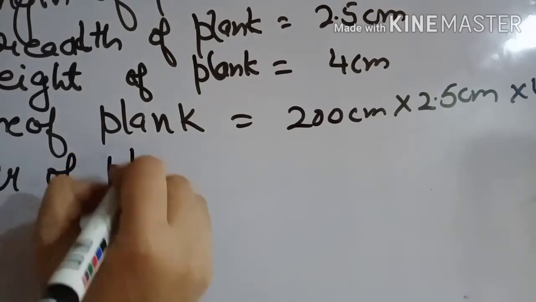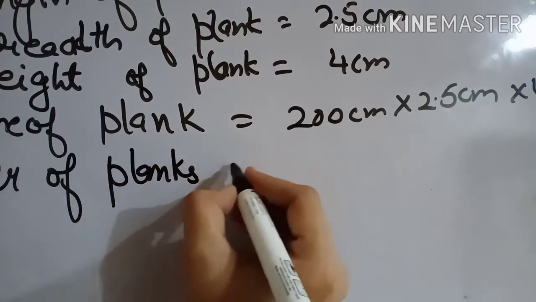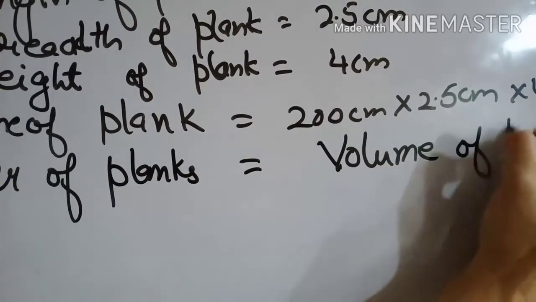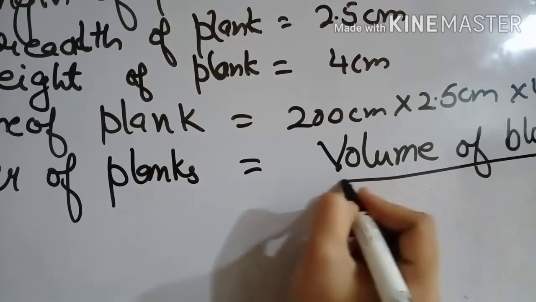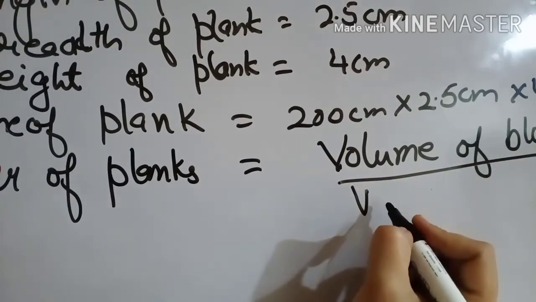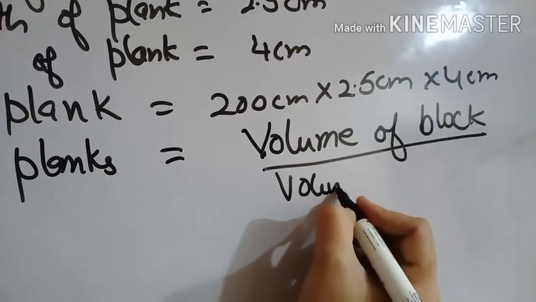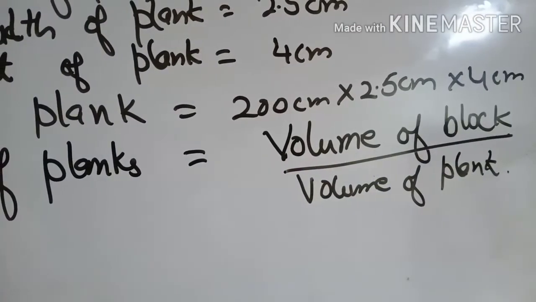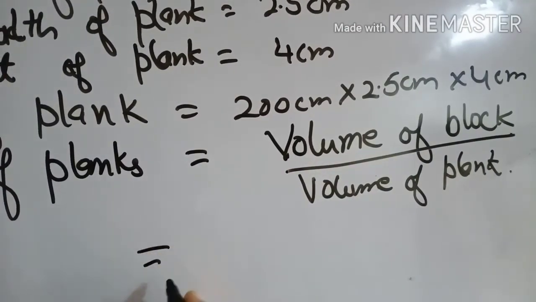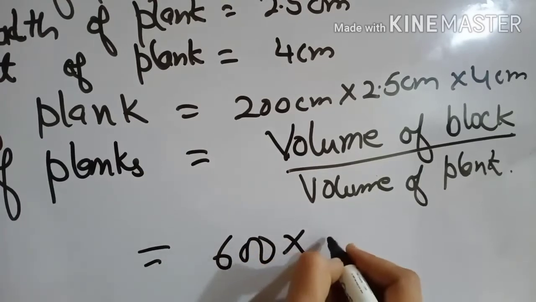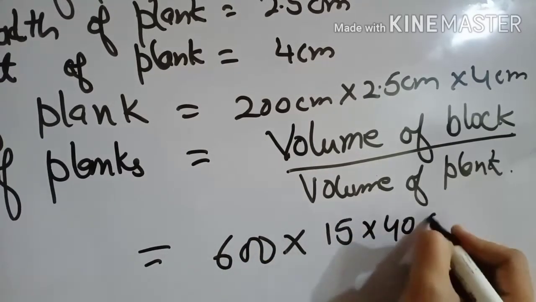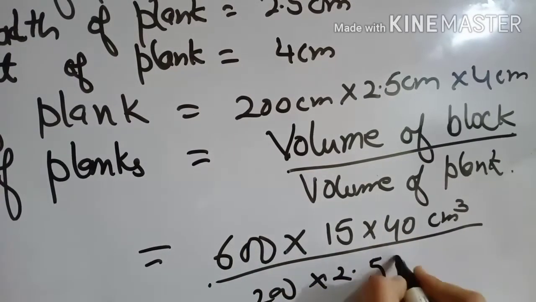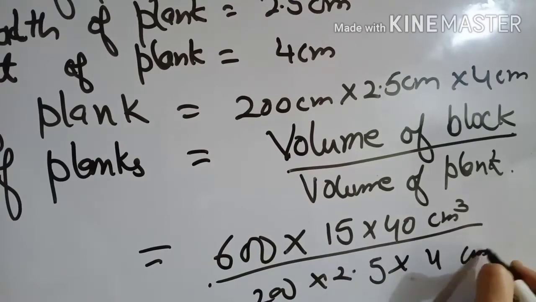Number of planks is equal to volume of block upon volume of one plank. If we divide the volumes, we are getting the number of planks. So volume of block is 600 × 15 × 40 centimeter cube, and volume of one plank is 200 × 2.5 × 4 centimeter cube.